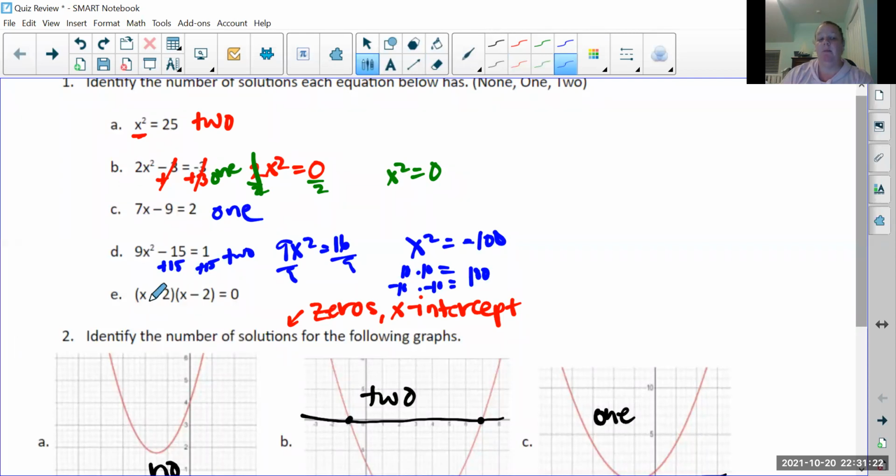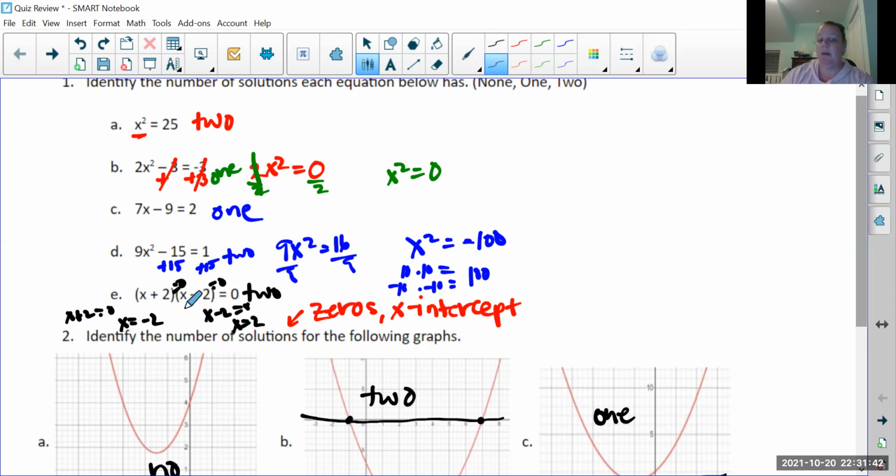Then for the last one, E, it's actually already in factored form. That makes it a lot easier because I'm just going to set each factor equal to 0. So x plus 2 equals 0. When I solve that, I get x equals negative 2. And if I had x minus 2 equals 0, I would get x equals positive 2. So I have 2 different answers, and this one also has 2.